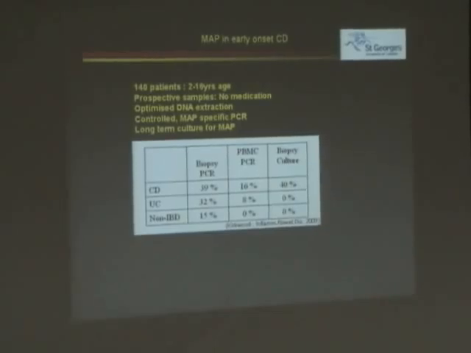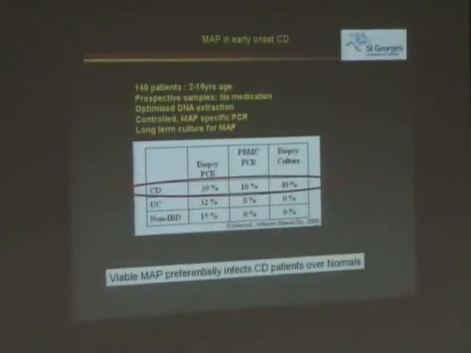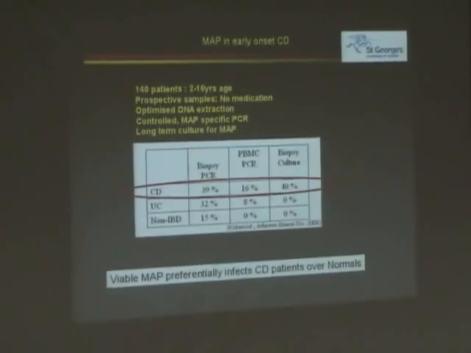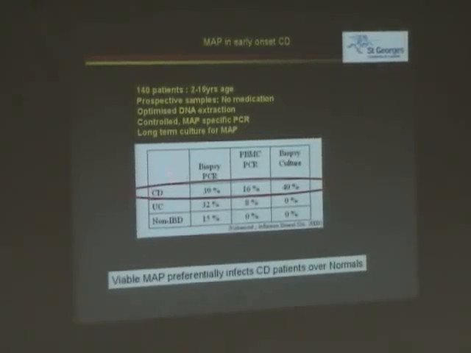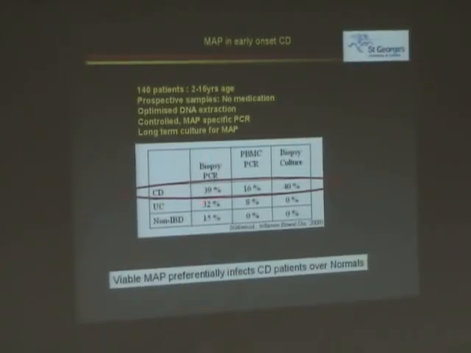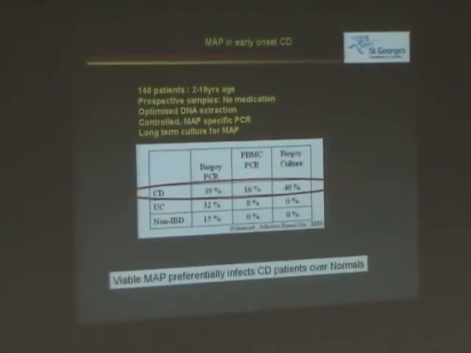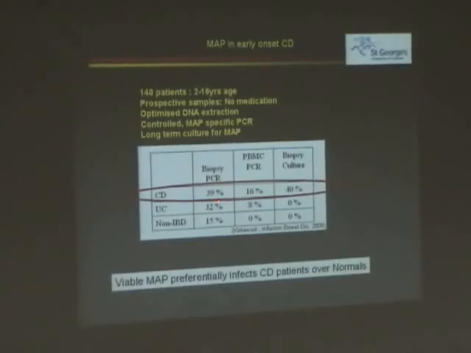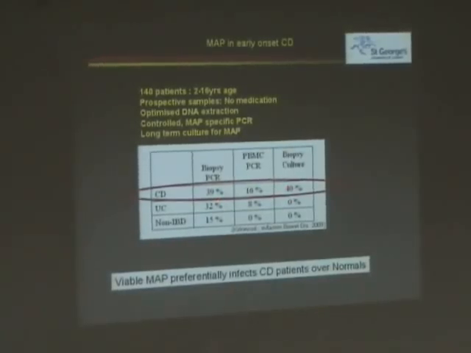So what happens when they get the results? We see what we expect to see. Paratuberculosis is more likely to be in our Crohn's patients than in our normals. Also in biopsies, also in sterile sites, and if you take the positive cultures, you can actually grow the organism at the same time.